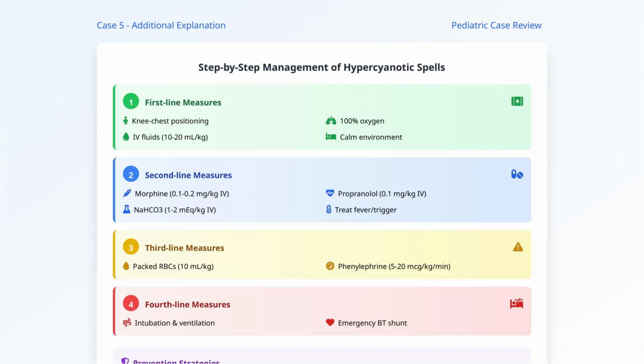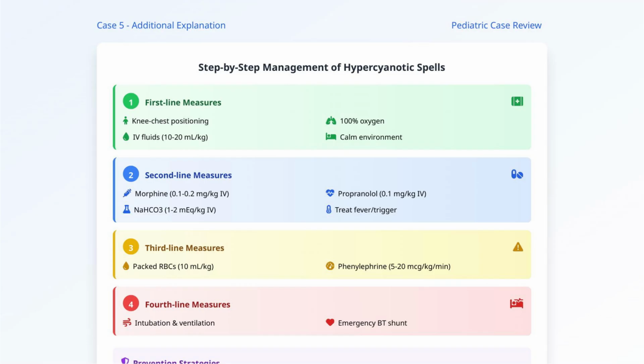This algorithm outlines the step-by-step management of hypercyanotic spells in Tetralogy of Fallot. First-line measures include knee-chest positioning or squatting, 100% oxygen, intravenous fluid administration, and maintaining a calm environment. If these are insufficient, second-line interventions include morphine at 0.1 to 0.2 milligrams per kilogram to reduce infundibular spasm, propranolol to relax right ventricular outflow tract obstruction, and sodium bicarbonate to correct metabolic acidosis.